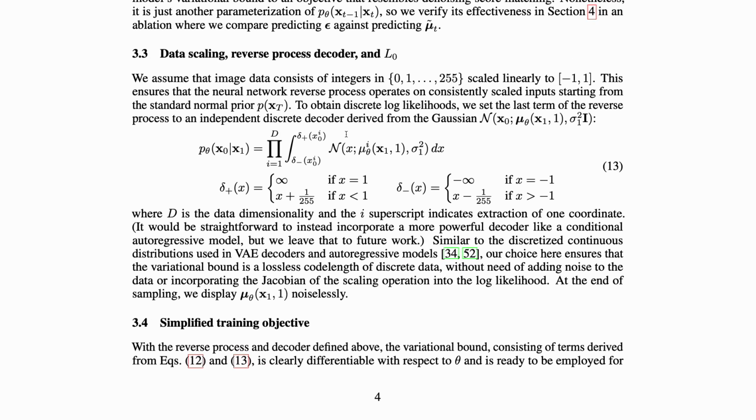Okay, so let me explain. Usually image data, the pixels, consist of integers from 0 to 255. But when we are training this neural network using this data, we usually use -1 to 1. This ensures that the neural network reverse process operates on consistently scaled input starting from the standard normal prior pxt.